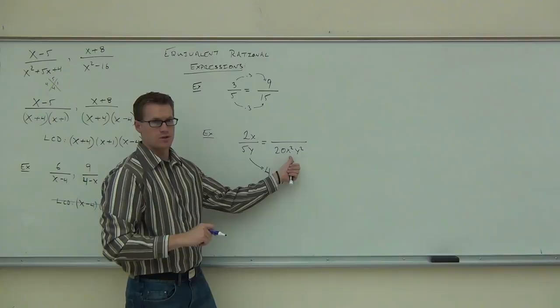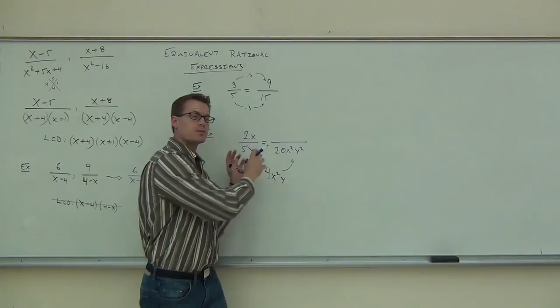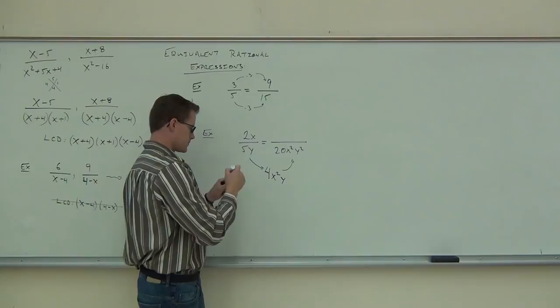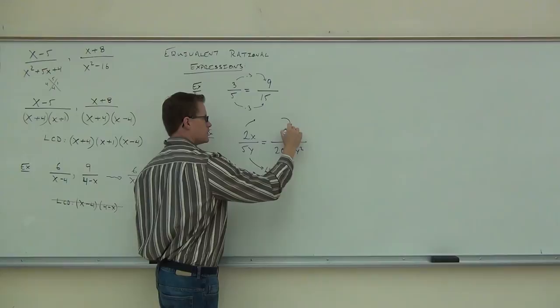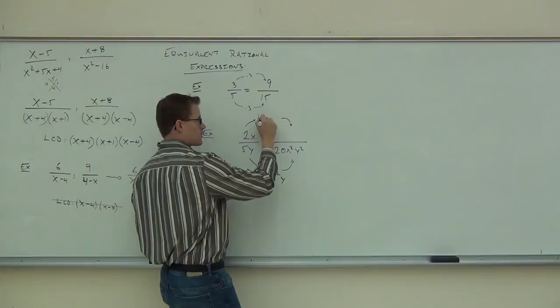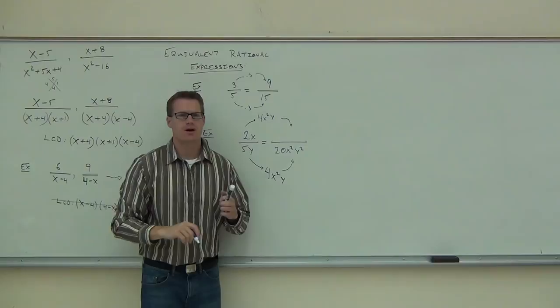So you ask that question, how do you get from here to here? And then what you're going to do, take this piece of information you just found and just multiply the numerator by that. And that'll give you your new equivalent numerator. So we're going to multiply by 4x squared y, exactly what you just saw. Let's do the math. If you multiply 2x times 4x squared y, what are we going to get?